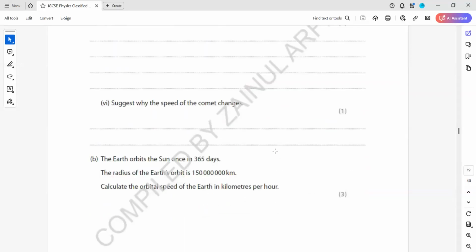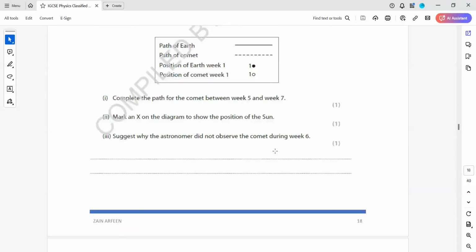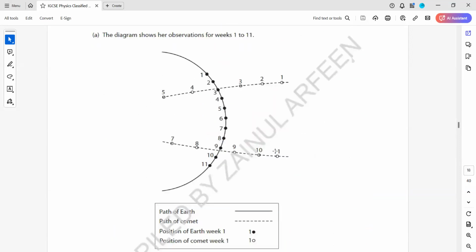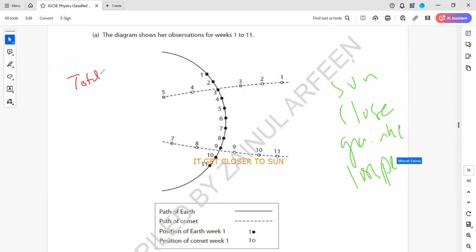Suggest why the speed of the comet changes. Why is the speed of the comet changing here? It is getting closer to the sun, but you have to use conservation of energy here. You will mention the total energy of the comet is constant. Whenever a question is related to space physics about the speed of the comet or the planets, and why the speed is changing, you have to mention the total energy is conserved. That is always the point.